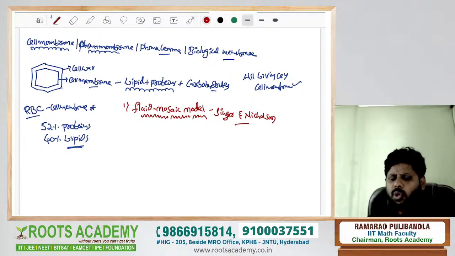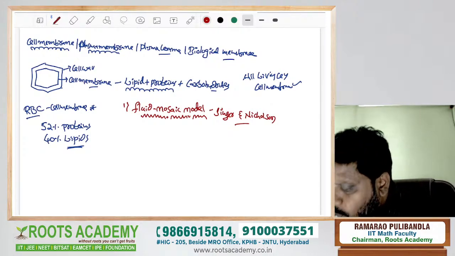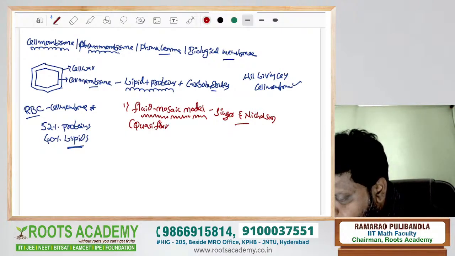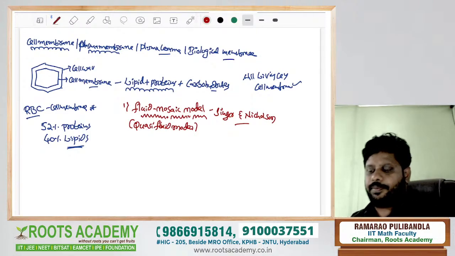Many models were proposed to explain the structure of the cell membrane. The unit membrane model is there, the sandwich model is there, the Robertson model is there, the fluid mosaic model is there. But the most accepted model is the fluid mosaic model. Fluid means semi-solid. Because of lipid, a semi-solid condition is present. That's why it is called the fluid mosaic or quasi-fluid model, proposed by Singer and Nicholson.